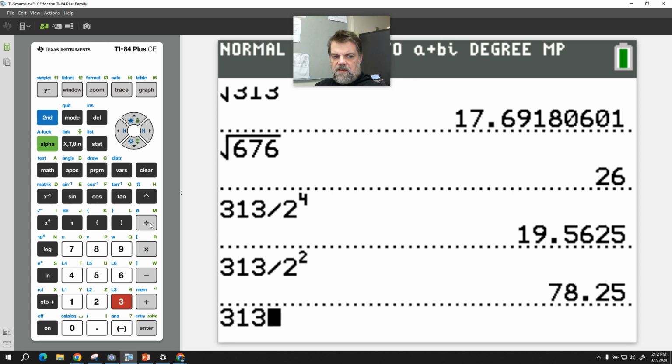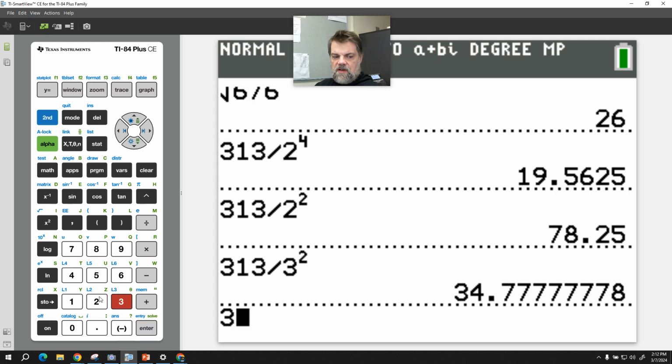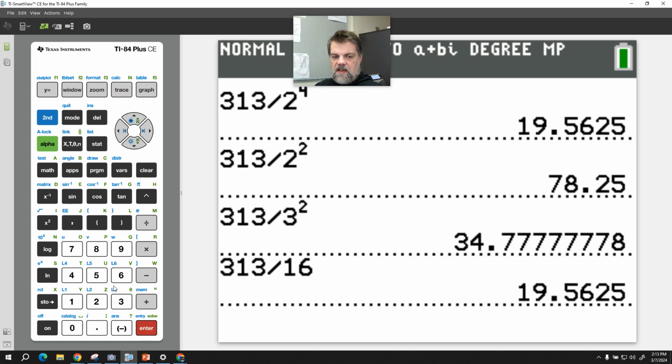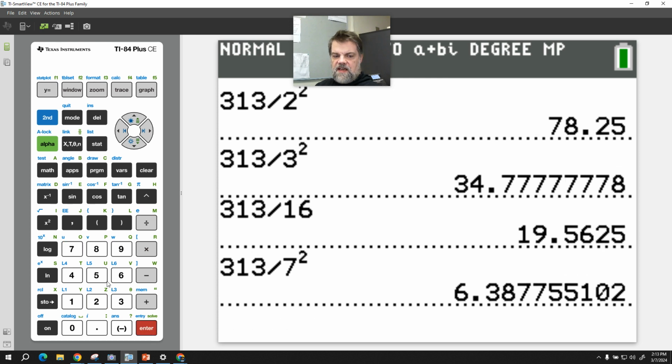313 divided by 3 squared, which is 9. And so I keep going. 313 divided by 16. That doesn't work. 313 divided by, now I know it's not 25, which is 5 squared. Let's try 7 squared. That's not it.